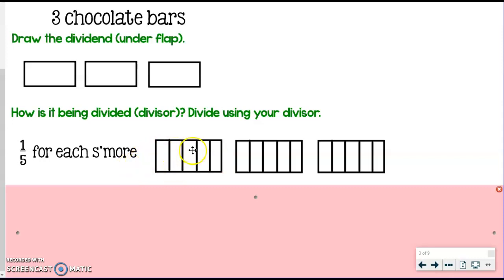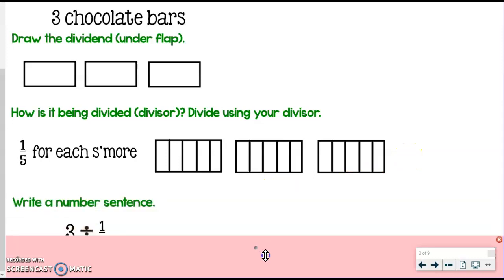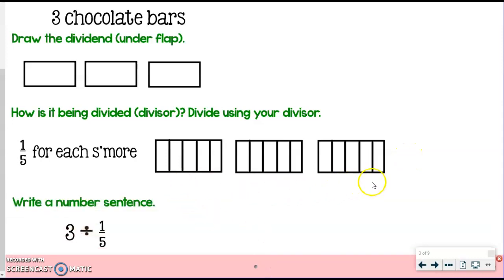So we got a s'more here, count them all up, and you get 15. So it would be 15 s'mores, and this is the model that shows that. So I took my 3 rectangles, divided them into fifths, counted up my answer to get 15. So your answer would be 15.